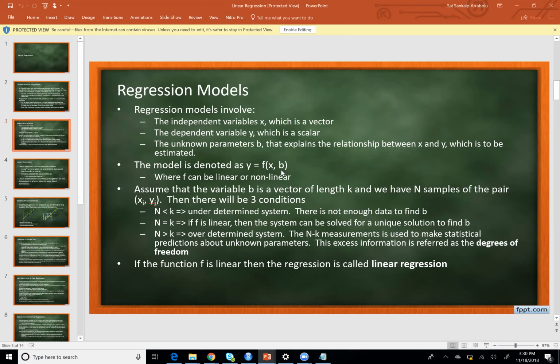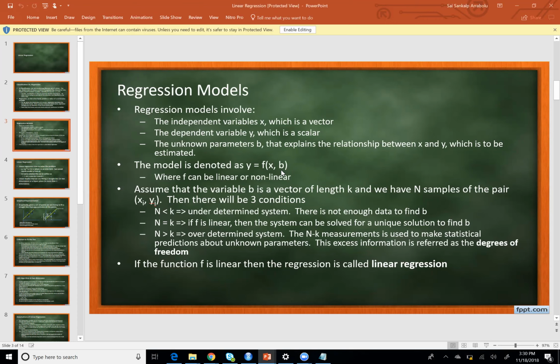If n equals k, the system is exactly determined and can be solved for a unique solution of b. When n is greater than k, which is most of the time, because we usually have more data than what we have to predict, it becomes an overdetermined system. That means the n minus k extra measurements are used to make a statistical prediction of the unknown parameters. This excess information is referred to as degrees of freedom.